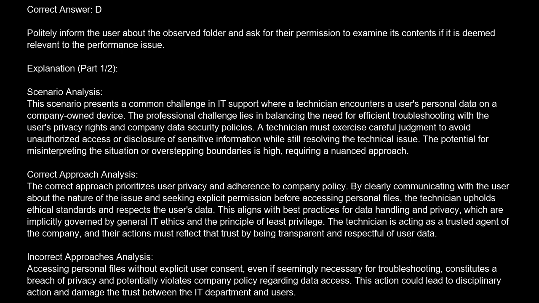Correct approach analysis. The correct approach prioritizes user privacy and adherence to company policy. By clearly communicating with the user about the nature of the issue and seeking explicit permission before accessing personal files, the technician upholds ethical standards and respects the user's data. This aligns with best practices for data handling and privacy, which are implicitly governed by general IT ethics and the principle of least privilege. The technician is acting as a trusted agent of the company, and their actions must reflect that trust by being transparent and respectful of user data.